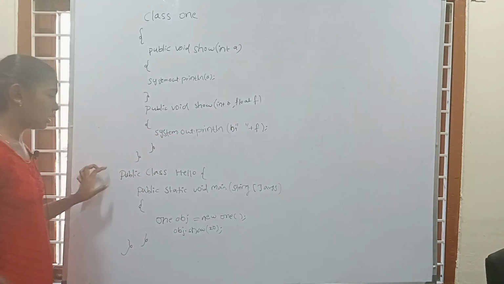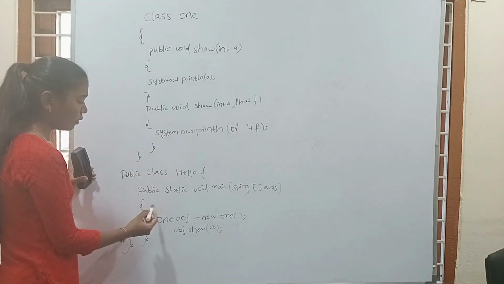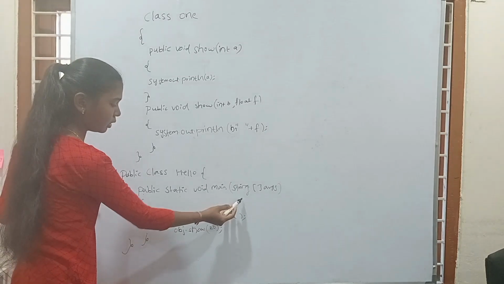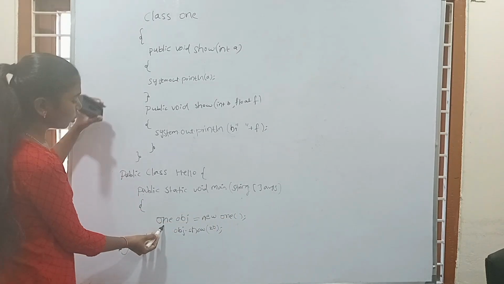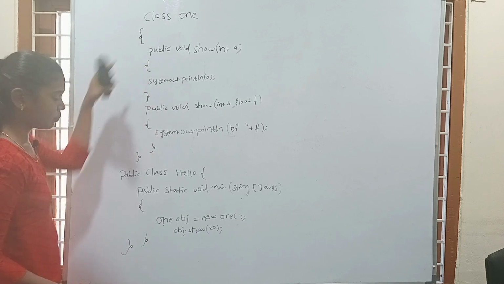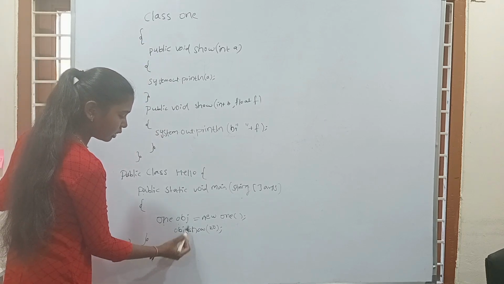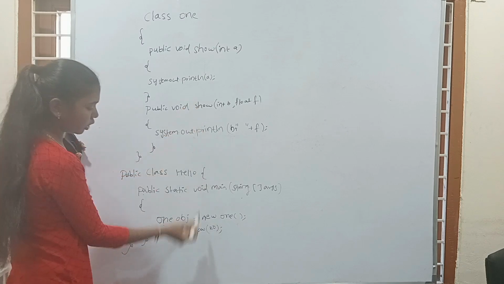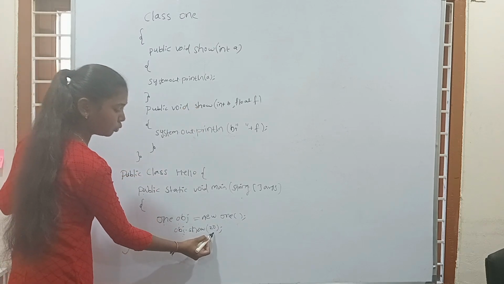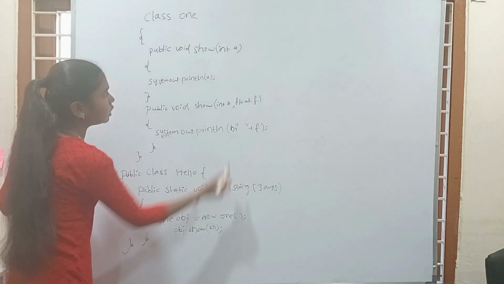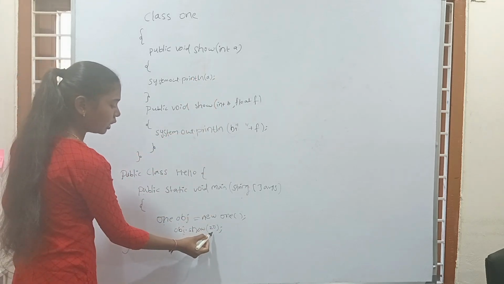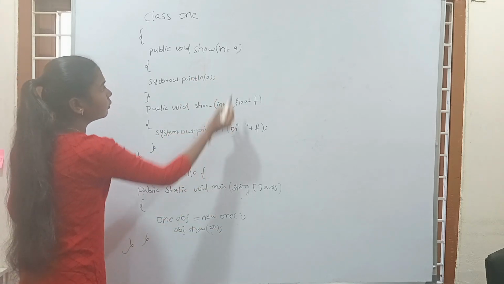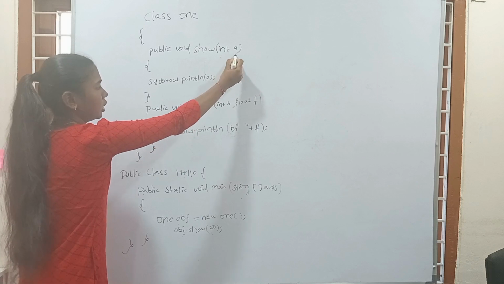Next I am creating one more class, Hello, and writing the main method. Next I created an object for the first class. By using this reference, I am calling the method show. Here I am passing the value 20. Then this method will be executed because 20 is the integer data type.